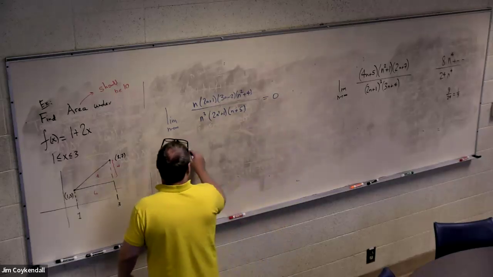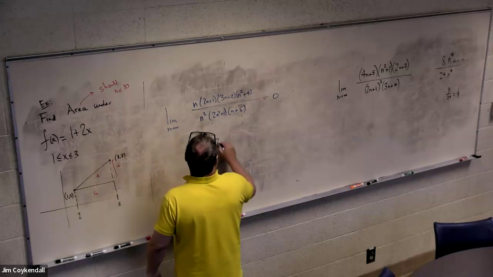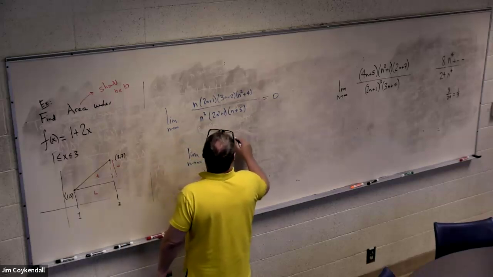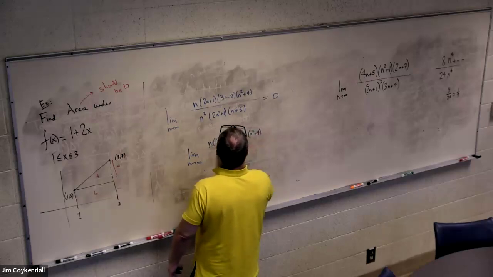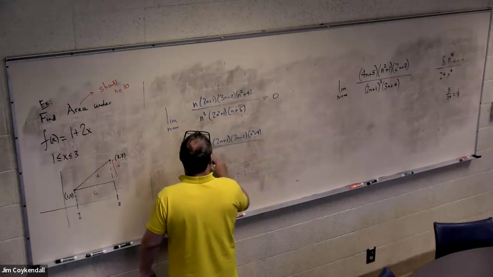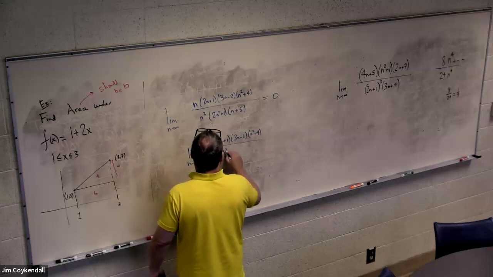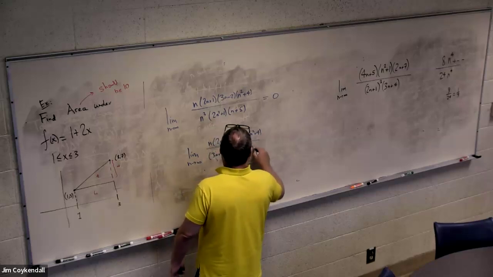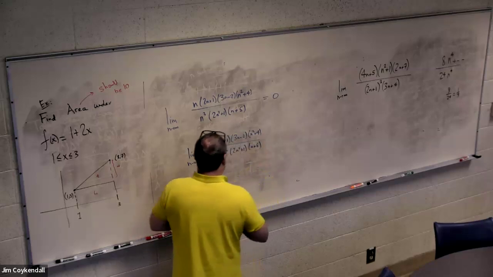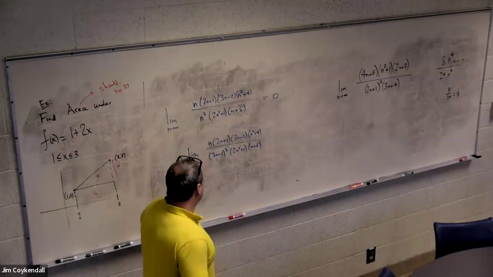Let me change it up a little bit. Let's say n to the 3 plus 2, over n to the 2. What is it now?